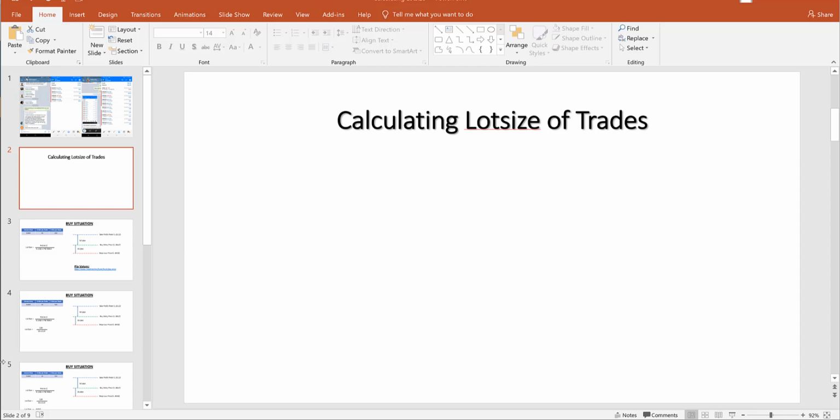Hello guys, in this video I'm going to be taking you through a very simple way of calculating lot sizes for trades. Very simple, doesn't involve too much complicated maths, and everybody can do it. It's elementary maths. Okay, so let's go. And this is important because a lot of new traders miss this point, and I'll show you why.